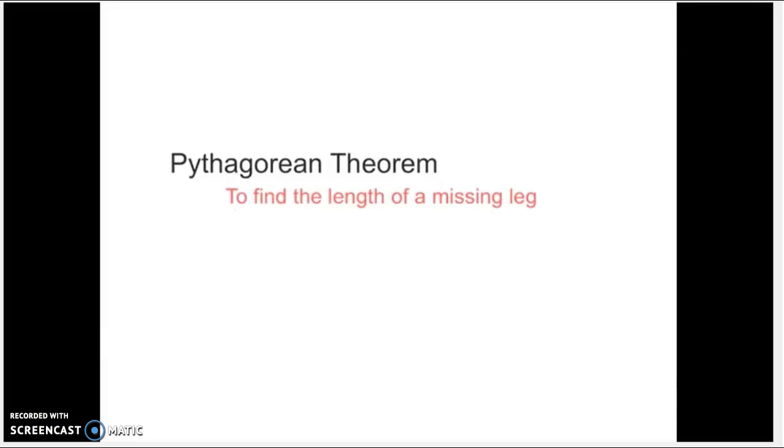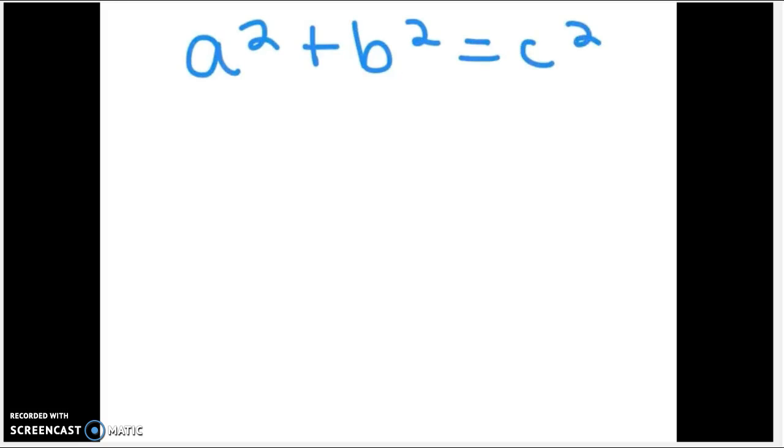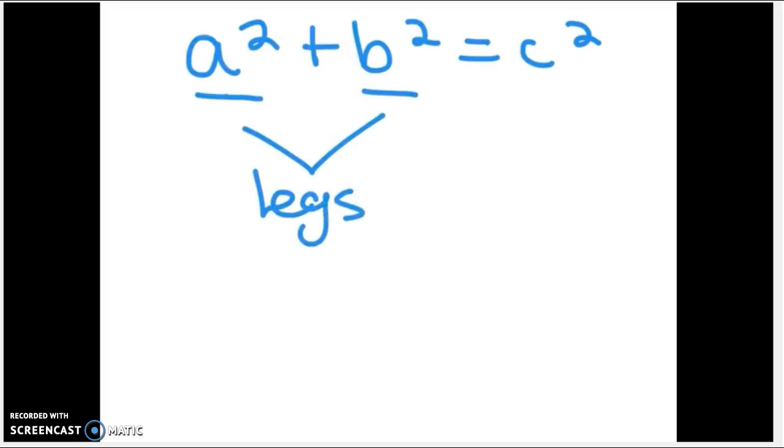Hi guys, this next lesson is about the Pythagorean Theorem and more specifically finding the length of a missing leg. In the last lesson you learned that the Pythagorean Theorem states that a squared plus b squared equals c squared, and that a and b are the legs of the triangle and c is the hypotenuse.